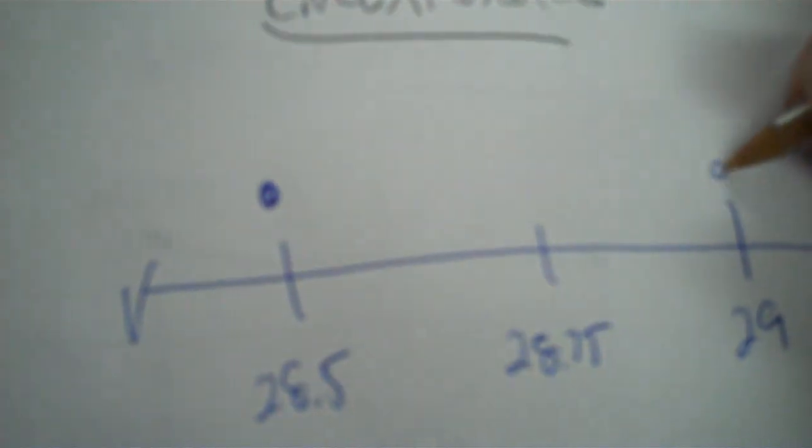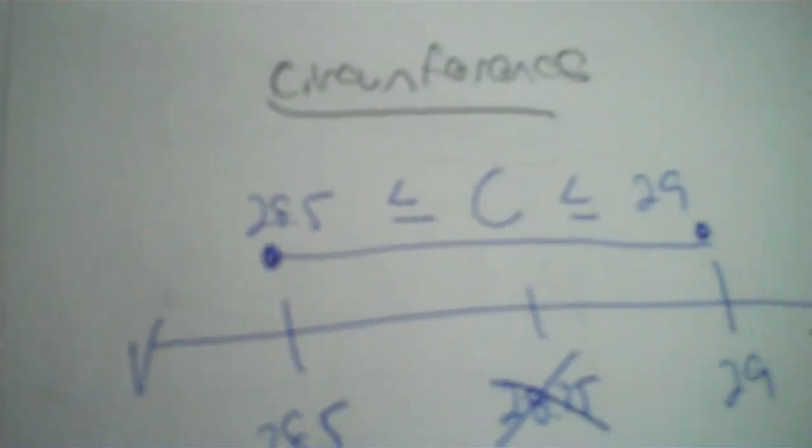Circles, circles, then you ditch that and connect them. So C for circumference, the highest it could be is 29, the lowest it could be is 28.5. So you eat the highest, and then you eat the variable. Okay.